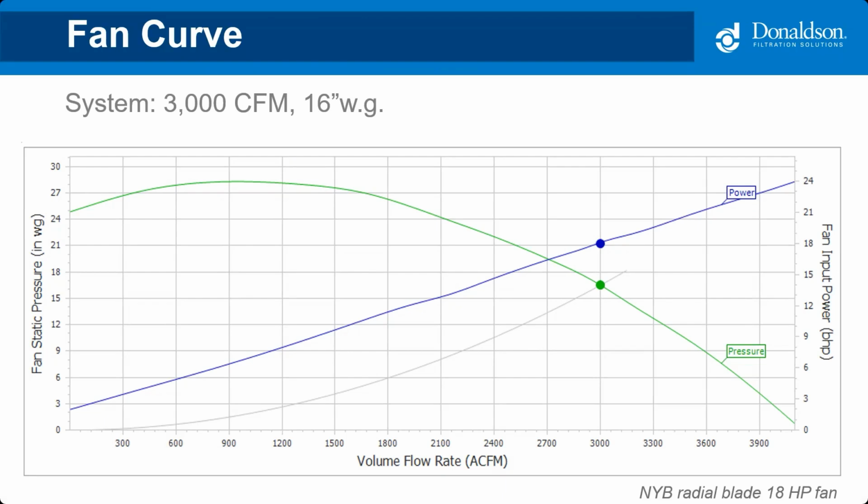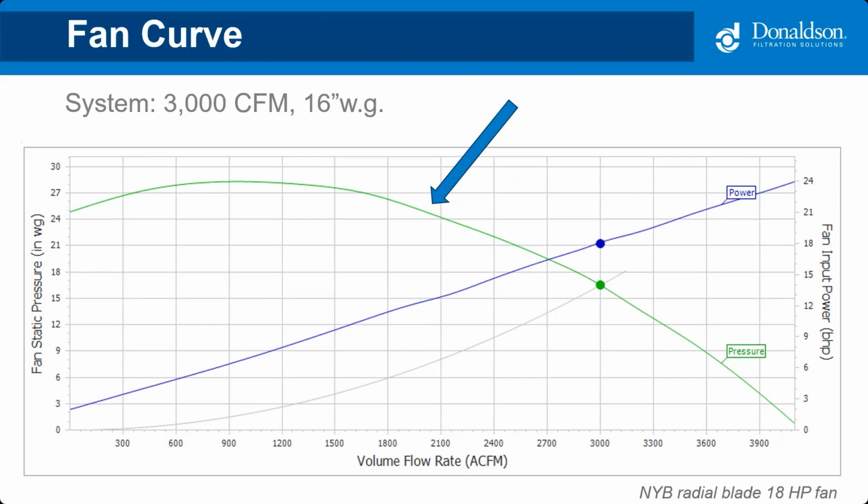On the left axis, or the left-hand vertical side of the graph, we have static pressure. On the x-axis, or the bottom, we have airflow. And on the right axis, we have brake horsepower. The green line represents the static pressure curve, which tells us the relationship between the static pressure capabilities of the fan compared to the fan's airflow at a given fan speed. In other words, it shows the fan's performance.